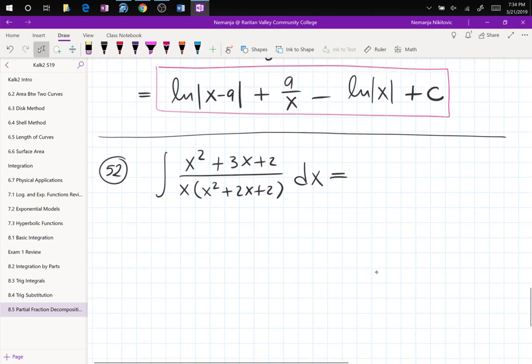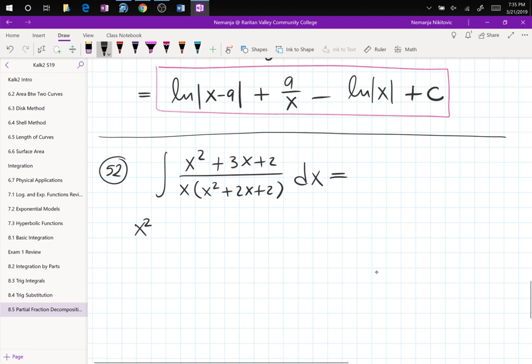What now? Excellent. Cases 1 and 3. First one is linear. Second one is prime quadratic. So very good. 1 and 3.